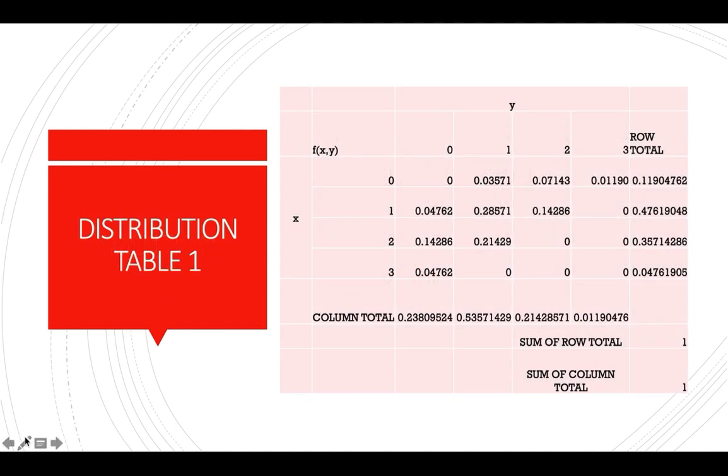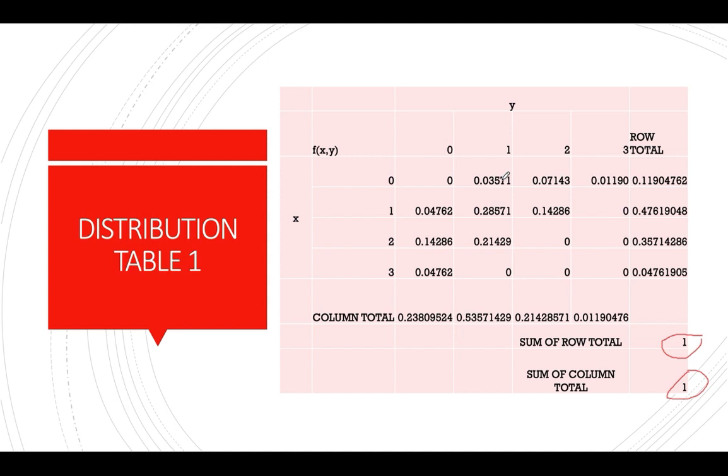Okay, now to determine if we have a discrete probability mass function, the sum of row totals and column totals should always be equal to 1. Okay, so you have the possible values of x 0, 1, 2, 3, and then possible values of y 0, 1, 2. So for example, this is the probability that x is equal to 0 and then y is equal to 1.